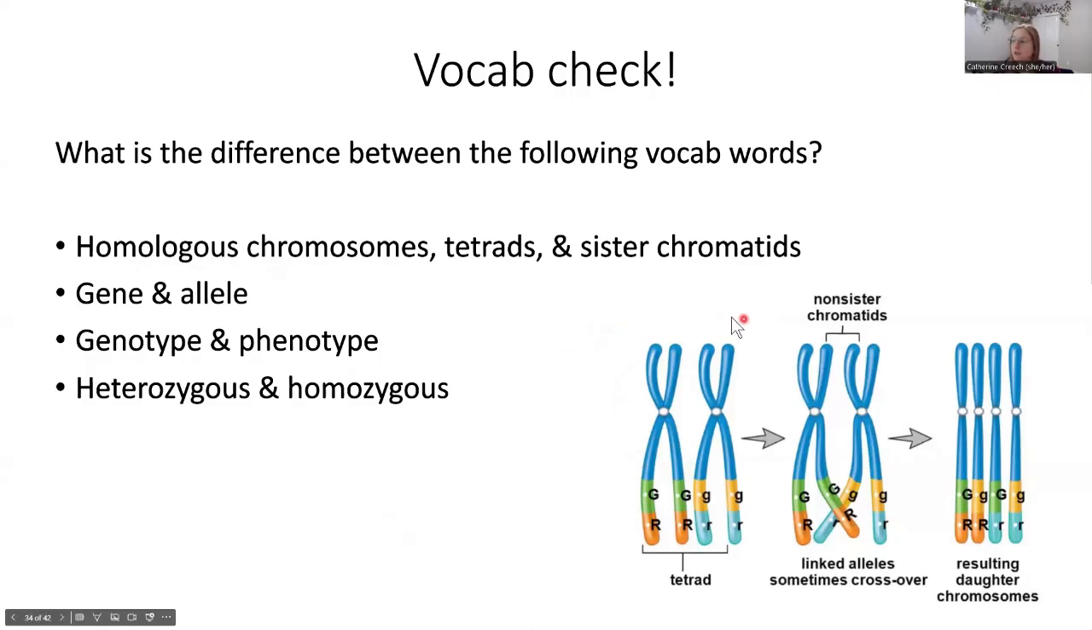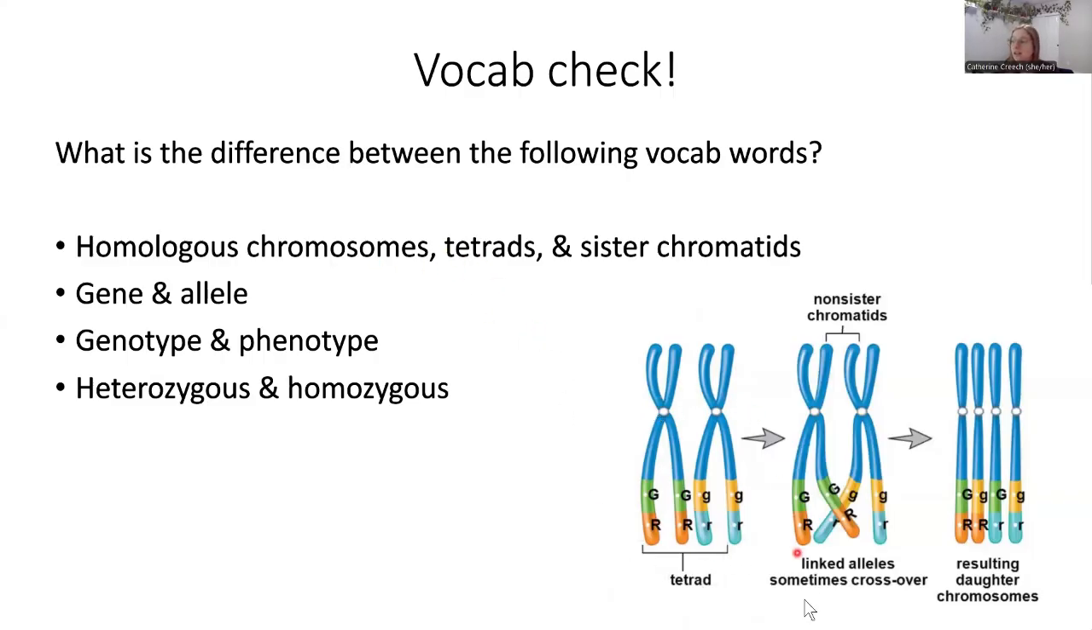So homologous chromosomes are your maternal and paternal DNA. It is chromosomes that are numbered the same, they're the same size, and they contain the same genes. So these are homologous chromosomes because they both are the same size and they contain the genes G and R in the same locations.